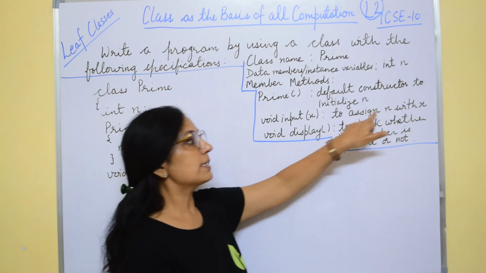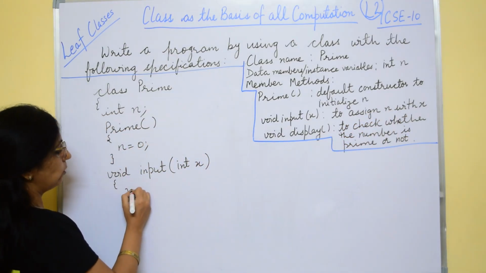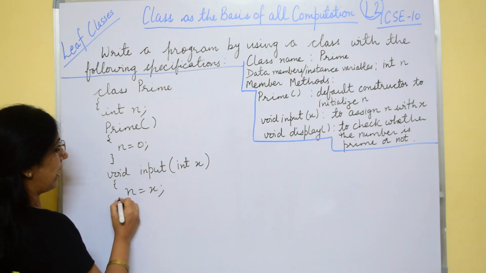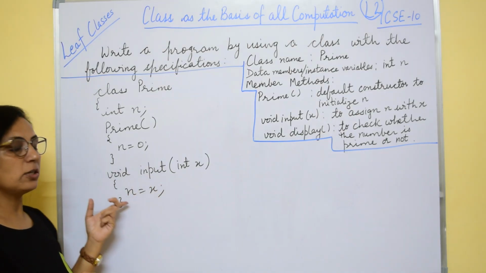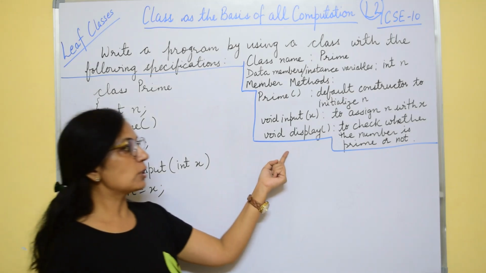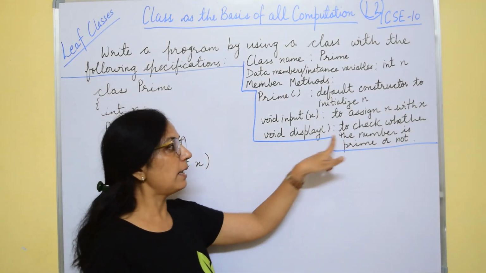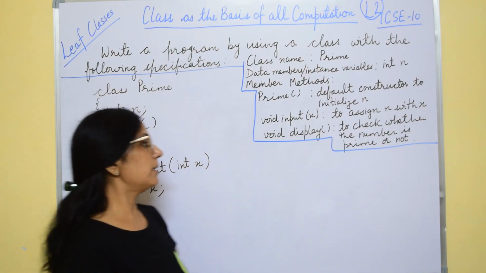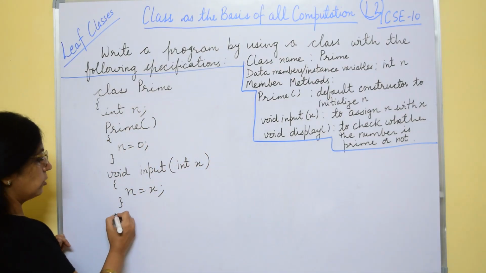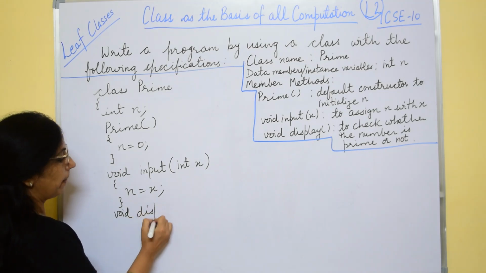And to assign n with x, you have to assign the value of x into n. So we are doing that. Then display function is there, again without any return type, to check whether the number is prime or not. So we will be using void display.